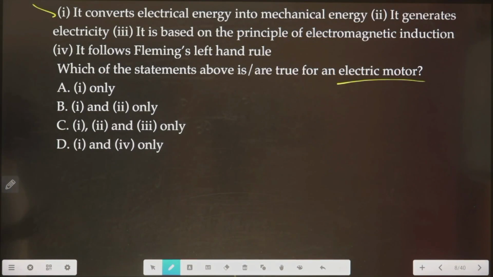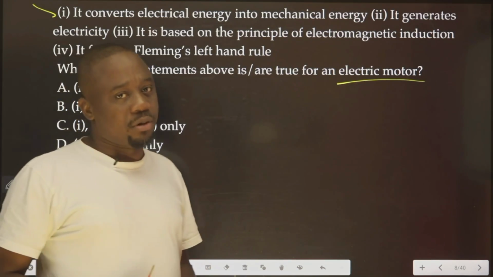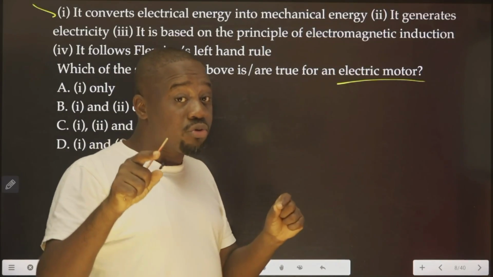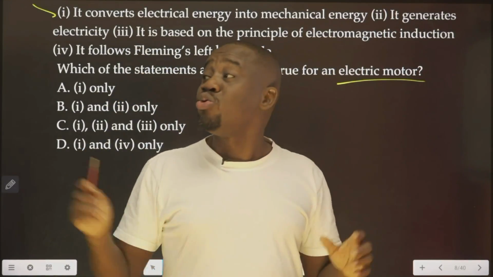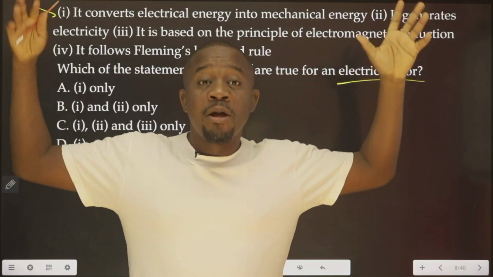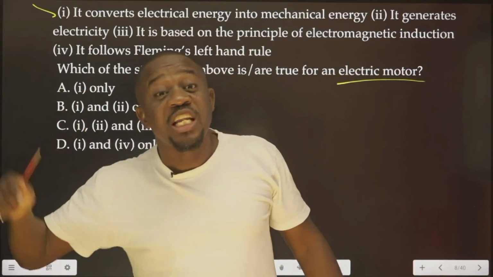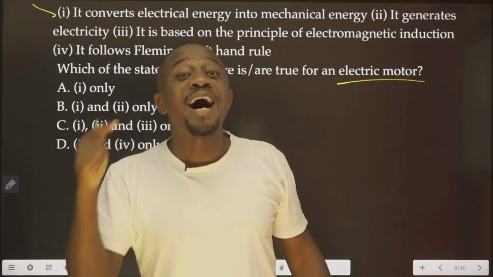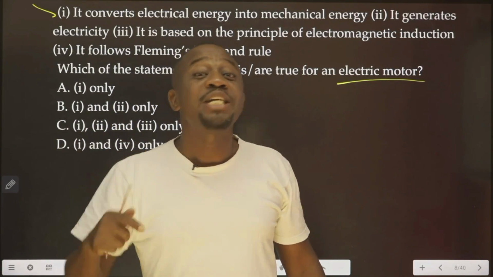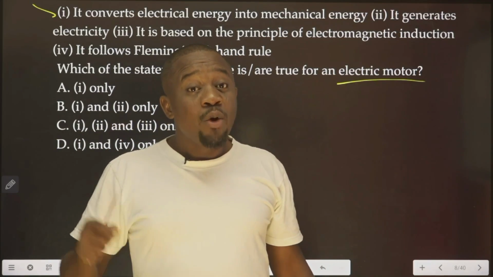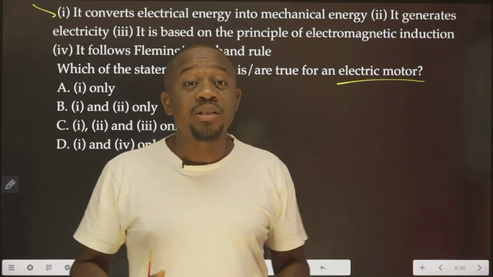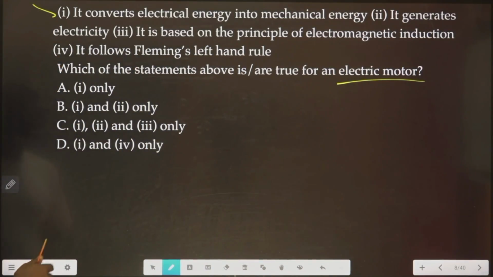2, it generates electricity. No, electric motor does not generate electric energy or electricity. This function is performed by a generator. You agree with me, in your house, when you assume you don't have energy from the power grid, you put on your generator, what is it going to do for you? It's converting mechanical energy to electrical energy. What it's doing for you is generating what? Electricity. So this is not correct.